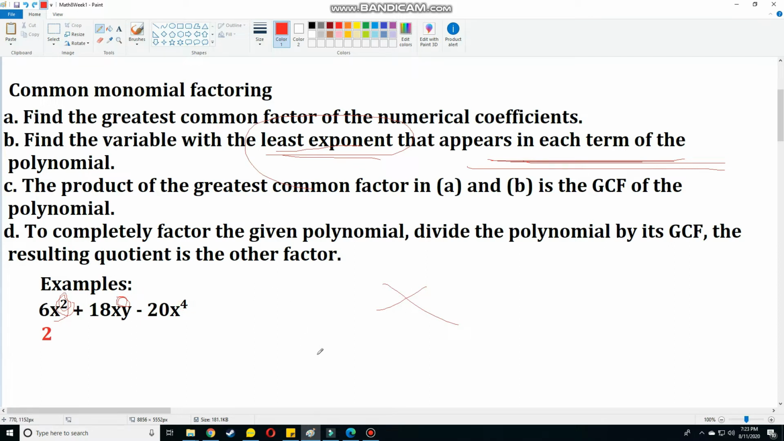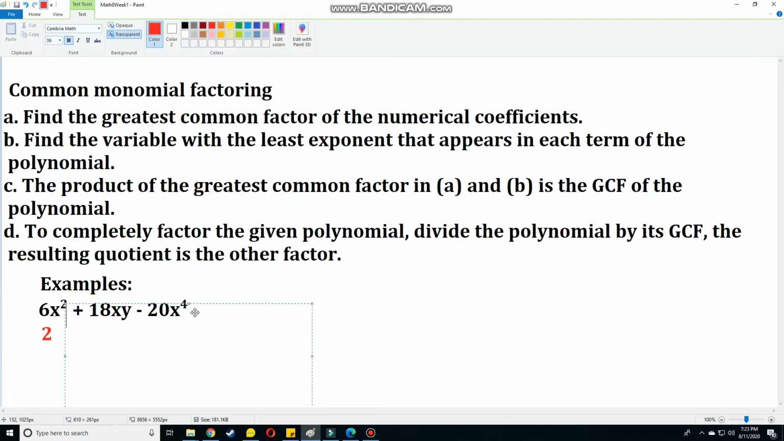Then what would be our least exponent? Therefore, we could say our least exponent is on the first degree, right? So therefore, our factor would be 2x. That would be 2x. Why not 2x squared? It is because it is not the least exponent.